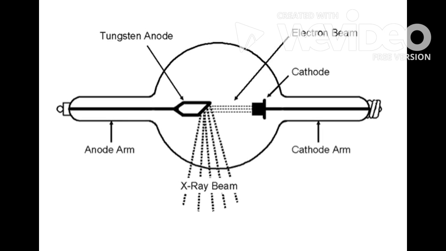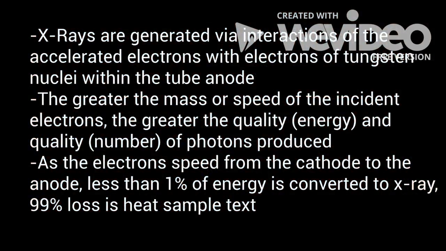X-ray photons are produced when the high-speed electrons from the cathode strike the anode target. When incident electrons strike their target, they convert their tremendous kinetic energy to atoms of the target material. X-rays are generated via interactions of the accelerated electrons with electrons of the tungsten nuclei within the tube. The greater the mass or speed of incident electrons, the greater the energy and quality number of photons produced. As the electrons speed from the cathode to the anode, less than 1% of energy is converted to X-ray.